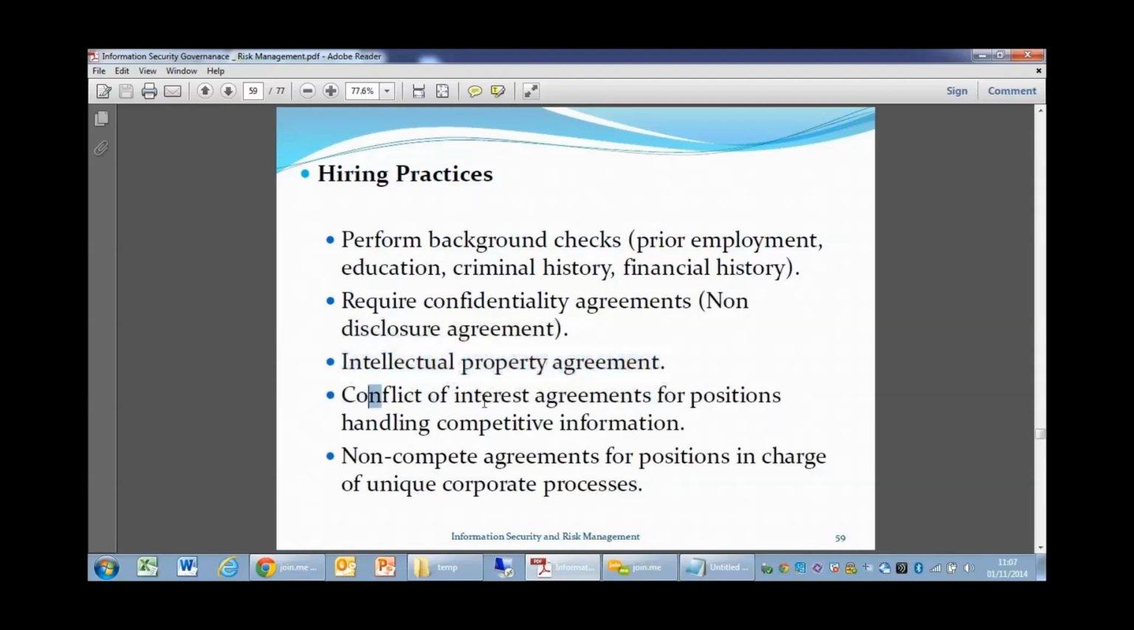Conflict of interest agreements for positions handling competitive information: this is nothing but segregation of duties. You will not create any fraud. In case you have any extra authorizations, you will always inform the management. Non-compete agreements for positions in charge of unique corporate processes: let's say you join one IT company and you are servicing a client which is also serviced by another IT company, you cannot join that IT company for a particular number of years. That is nothing but your non-compete agreement.